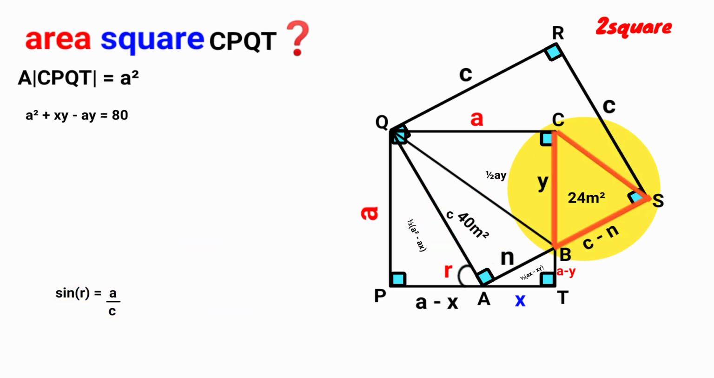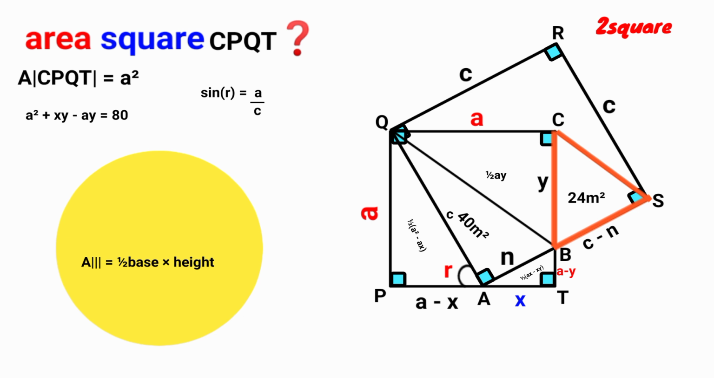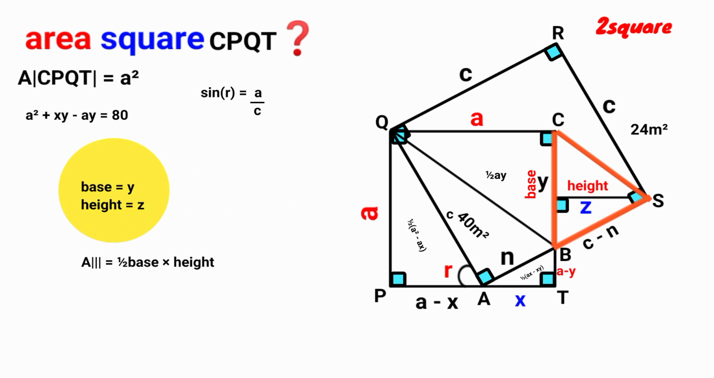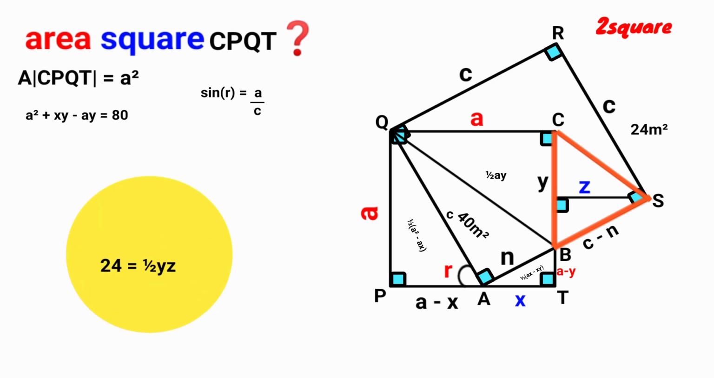We come to this triangle now. Its area is 24 meters squared. The formula for calculating the area of a triangle is 1/2 base times height. If we take this side BC as the base, the height will be a perpendicular line from the base to the opposite vertex. Let's say z. So base equals y and height equals z. Substitute it here. Now 24 equals 1/2 yz.